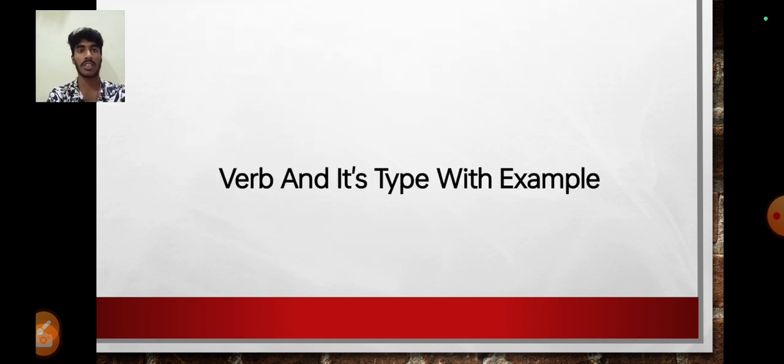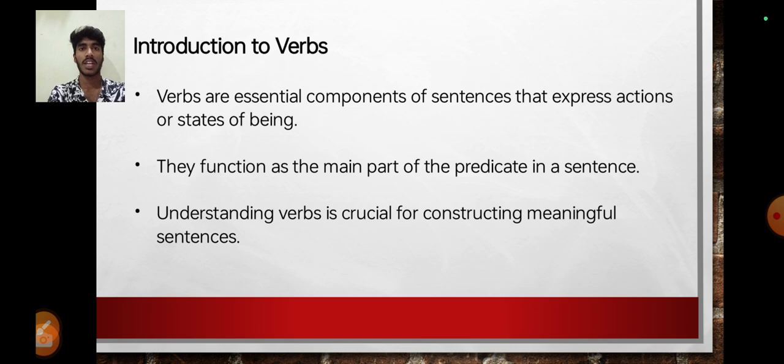Verbs and its type with example, where we are coming into introduction to the verbs. Verbs are essential components of sentences that express actions or states of being. Their function is the main part of the predicate in a sentence. Understanding verbs is crucial for constructing meaningful sentences.